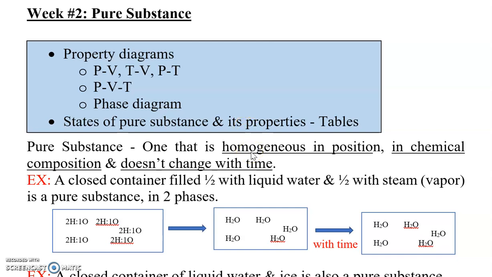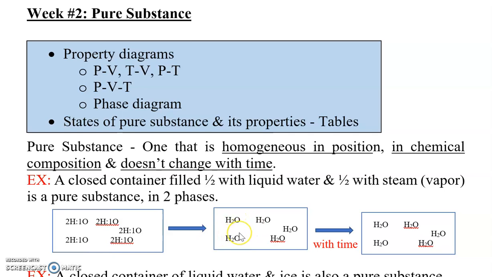Let's look at an example for a better understanding of a pure substance. We have a closed container filled half with liquid water and half with steam or vapor. So this is a pure substance, although it exists in two phases. Why? Number one, it is homogeneous in position. Anywhere you go in the closed container, you're going to see 2H and 1O. So it's homogeneous in position.